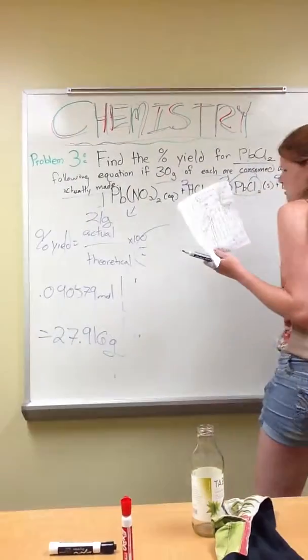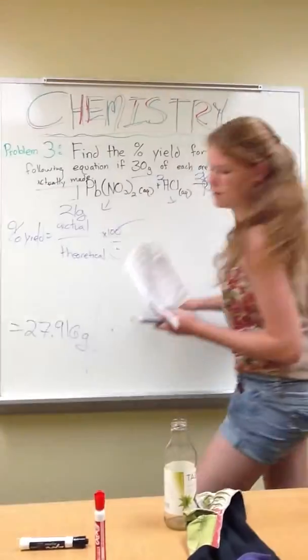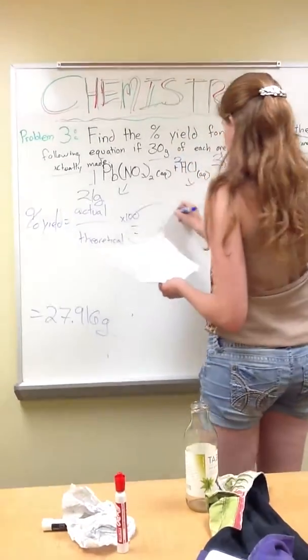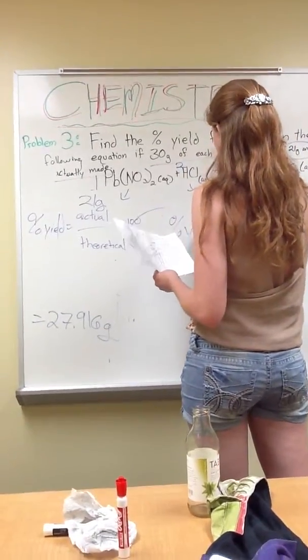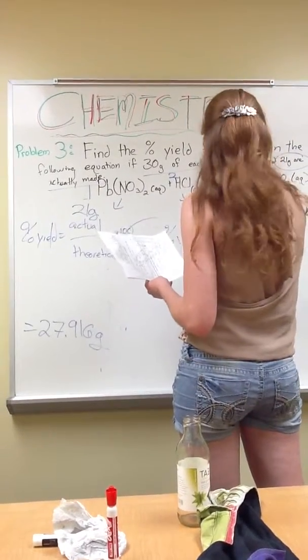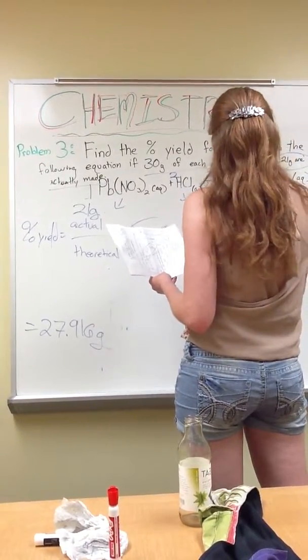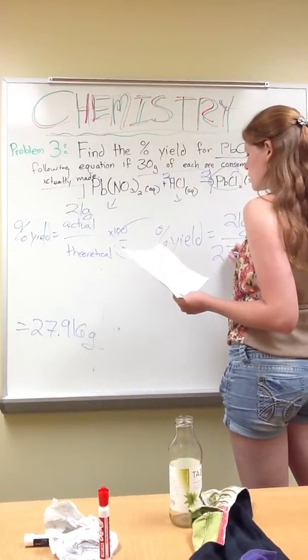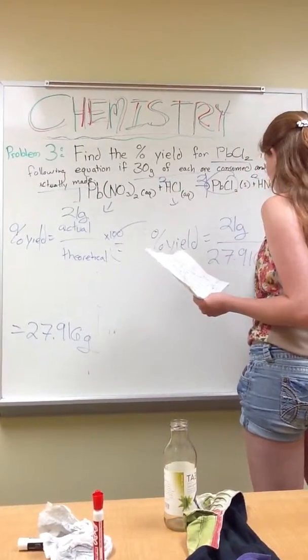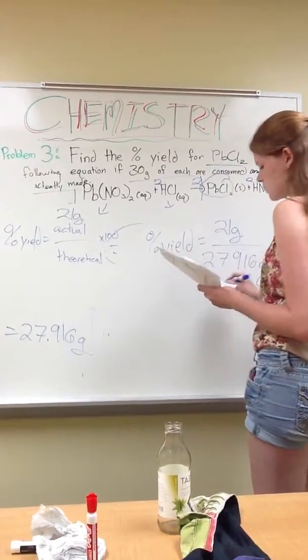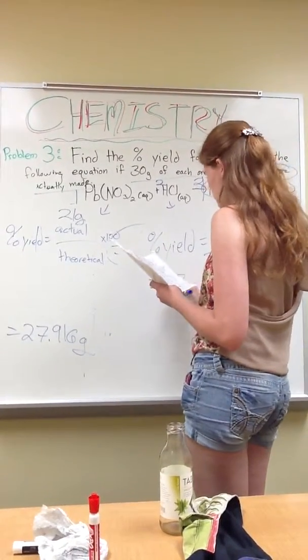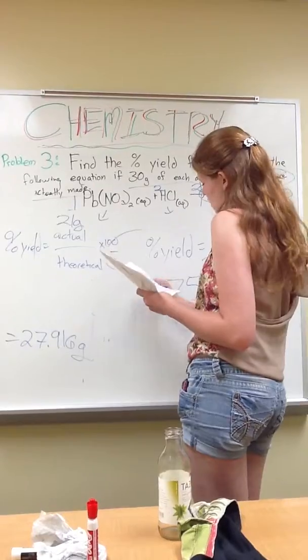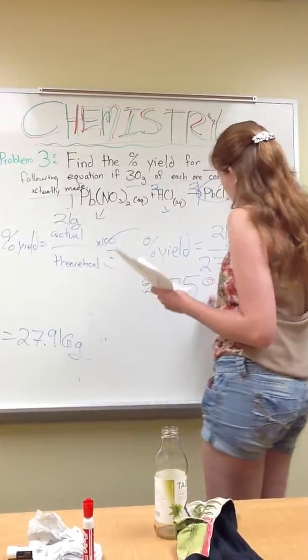So now we have to go back to our original percent yield problem, which is written kind of on the side here. Alright, so percent yield. Now we have everything we need for the equation. We have the actual yield, which we get from our problem, over the theoretical yield, which we just figured out, which is 27.916 grams. So all we have to do is divide these, and we find out that our percent yield is about 75%.